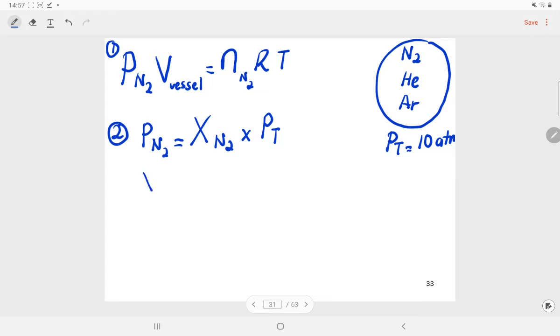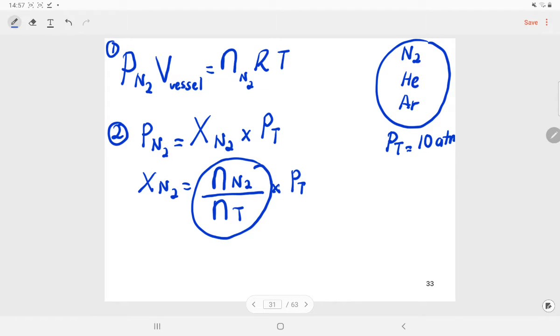What is mole fraction? Just a little recap on your chapter 1. Mole fraction is equivalent to the number of moles of nitrogen divided by the number of moles of all molecules present in the vessel. So this is your mole fraction. And then if you want to calculate the pressure, we multiply with the total pressure. So that is the second formula.